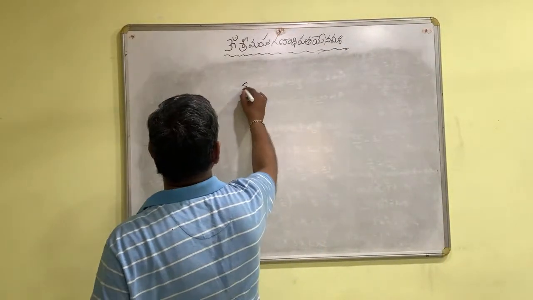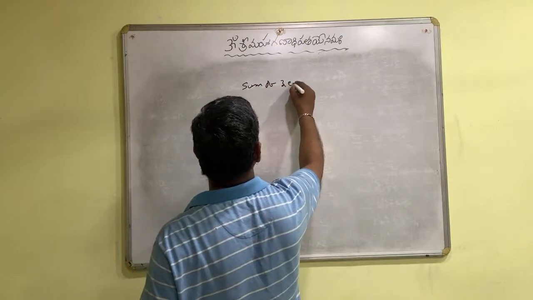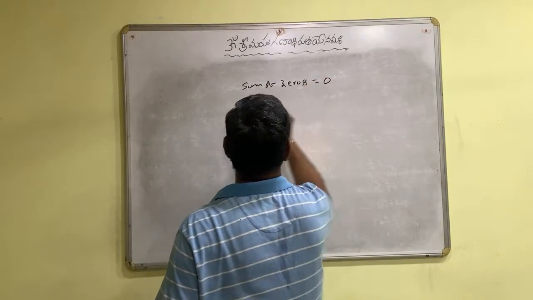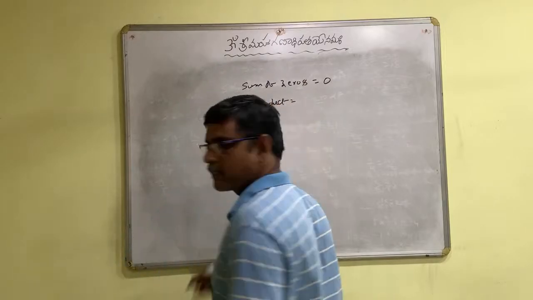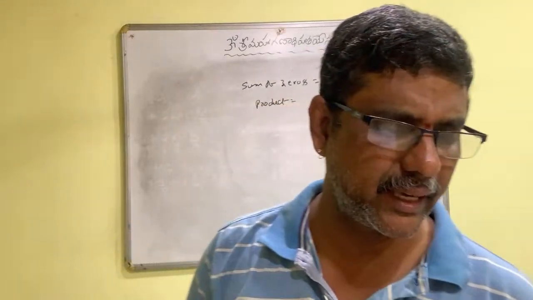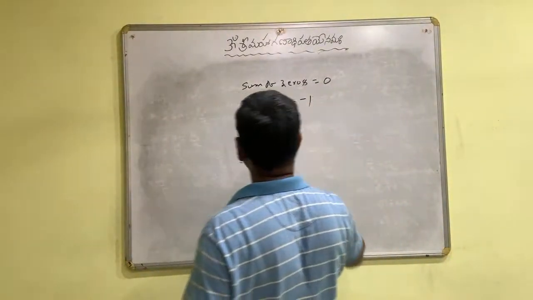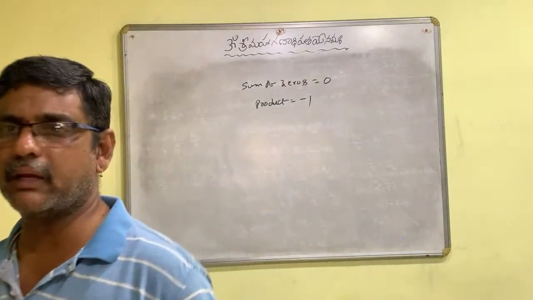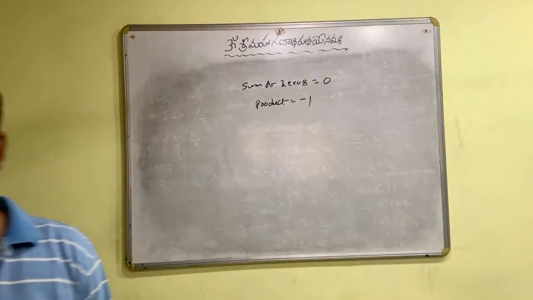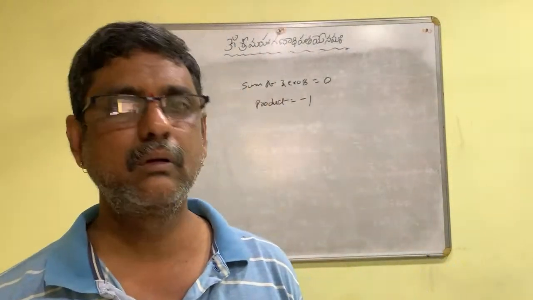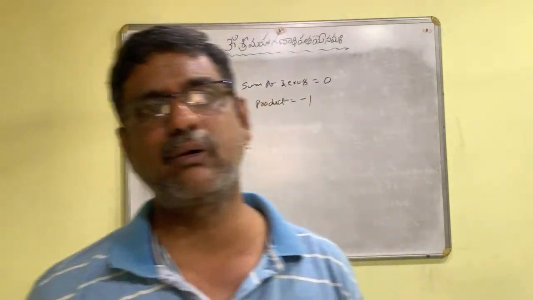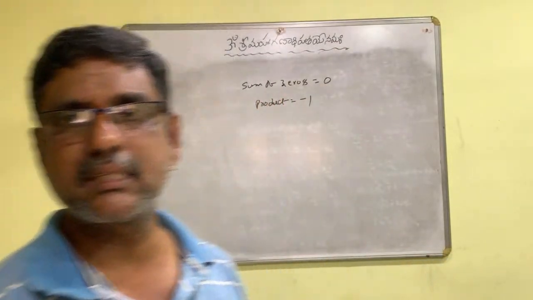Find the quadratic polynomial whose sum of zeros is 0 and product of zeros is -1. Children, do it fast. Sum of zeros is 0 and product of zeros is -1. Find the polynomial fast.